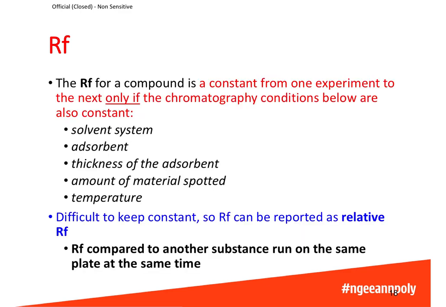The RF values for a compound would be constant from one experiment to another only provided that the chromatographic conditions are also constant, such as the same solvent system, same adsorbent, same thickness of the adsorbent, same amount of material spotted, as well as the same temperature. Sometimes it's difficult to keep all these conditions constant, so RF can also be reported as a relative RF instead, where RF is compared to another substance that is also run on the same plate at the same time.